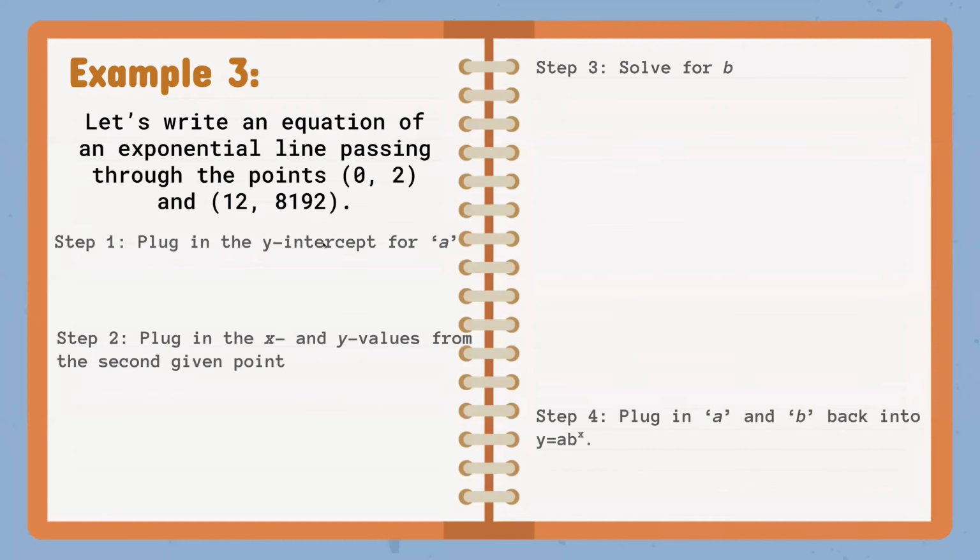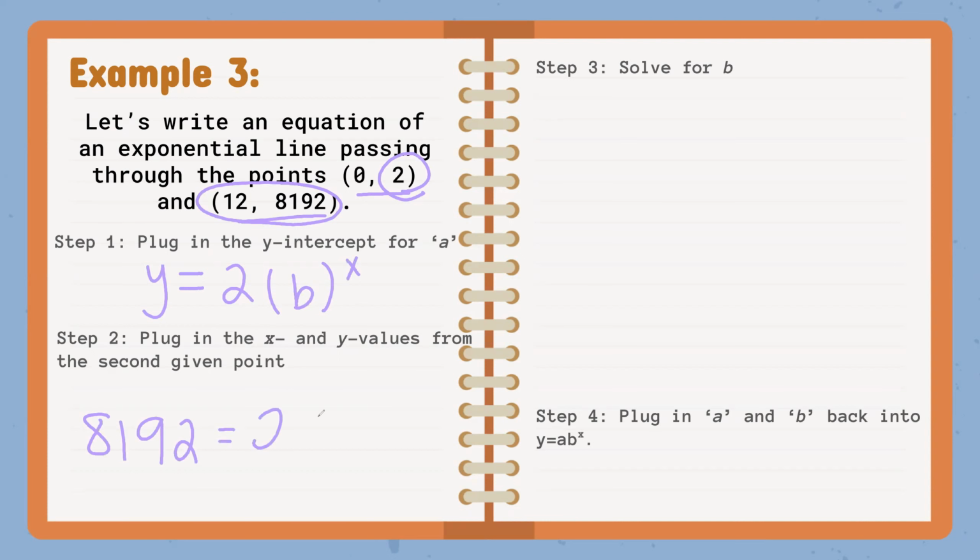Let's try example 3 right here. So it looks like you were given a y-intercept and another point. So the first step is to plug the y-intercept in for A. I've got y is equal to A times B to the x power. I now need to plug in the x and y values that I was given from my second point. So it looks like 8192 is my y value, 2 is A, B I don't know since I need to solve for it, and I'm going to plug in x is equal to 12.